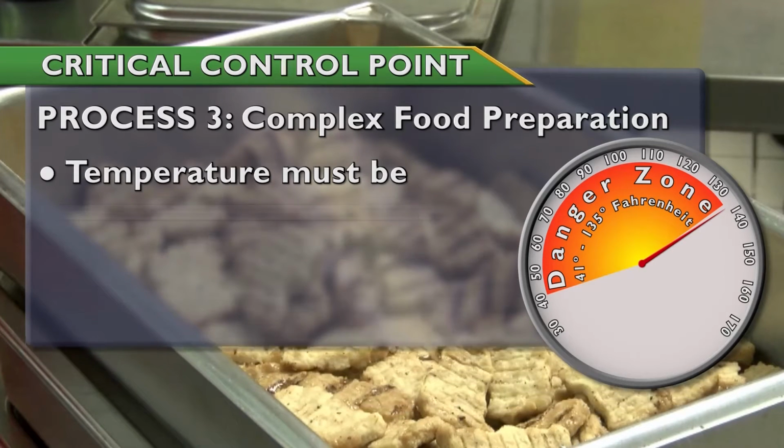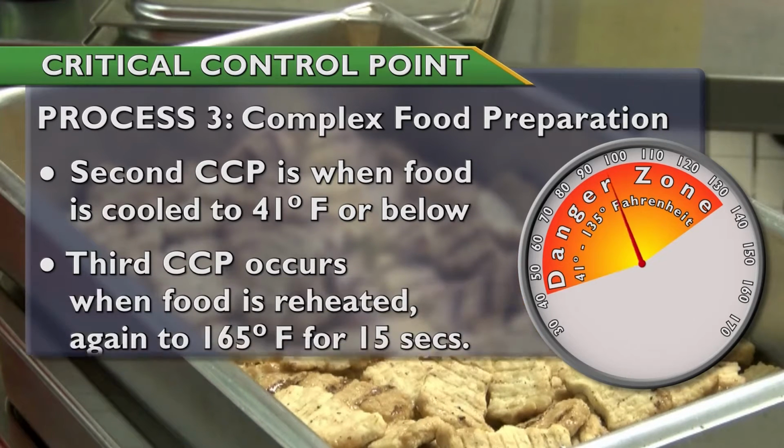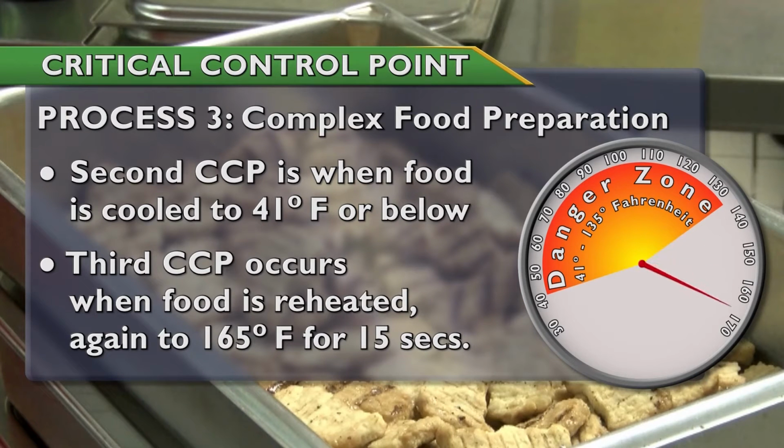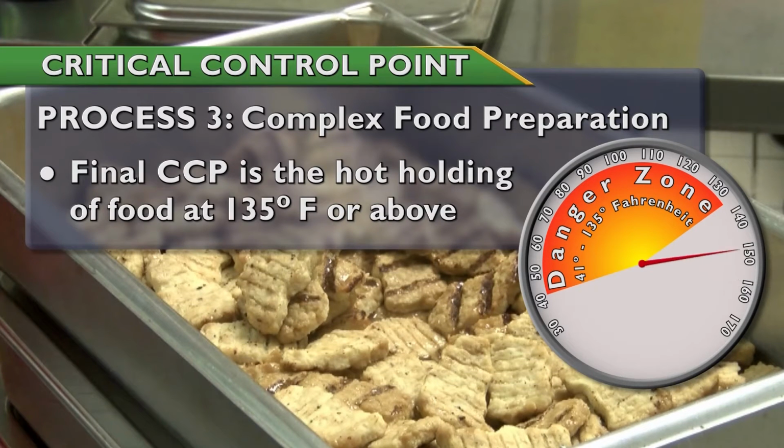The second CCP is when the food is cooled to 41 degrees Fahrenheit or below. The third CCP occurs when the food is reheated, again to 165 degrees Fahrenheit for 15 seconds. And the final CCP is the hot holding of the food at 135 degrees Fahrenheit or above.